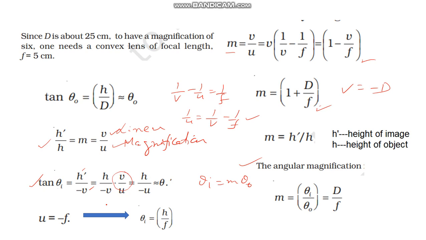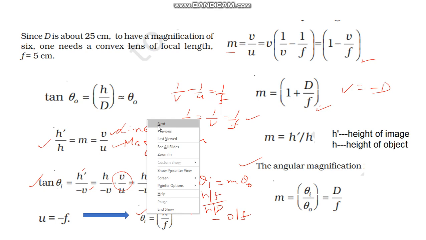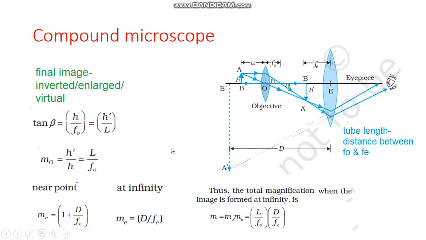If you place the object at the focal length in order to make the image at infinity, theta I becomes equal to h by f. You have the theta I value, you have the theta O value, so m will be equal to h by f divided by h by d. If you simplify, you get d by f. So you need to remember this point: you have to see whether you are at the near point or at infinity.